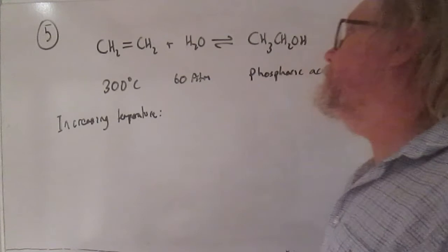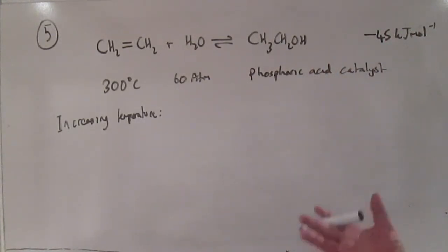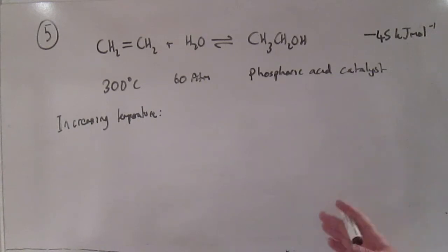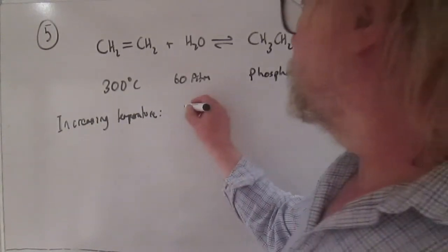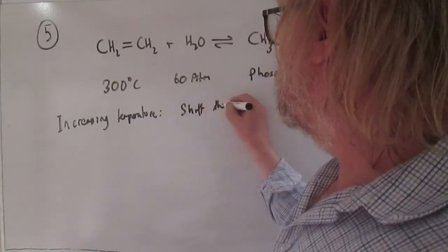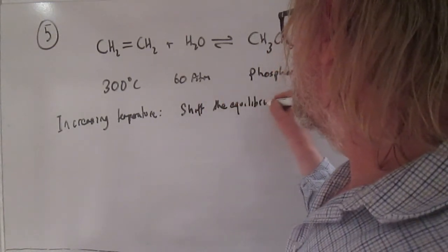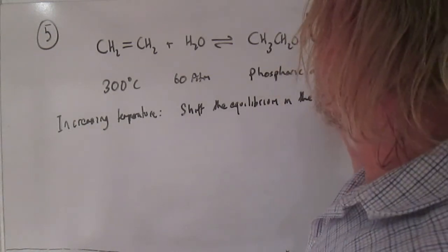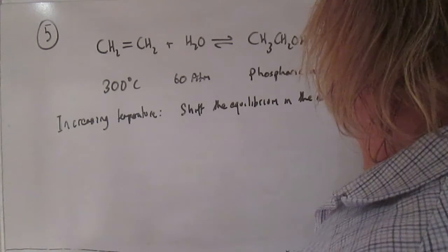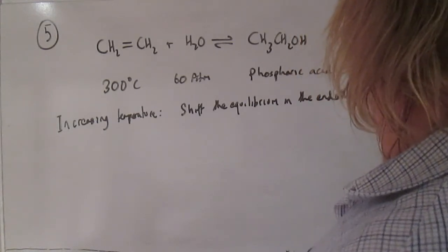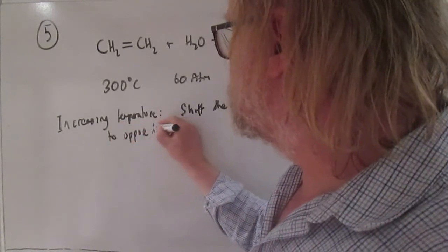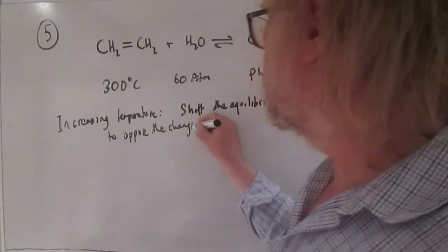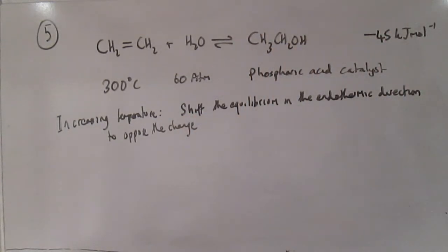Well, in terms of the equilibrium, remember, increasing the temperature will make it shift in the endothermic direction to oppose the change, because endothermic takes heat away and therefore opposes the temperature increase. So increase in temperature will shift the equilibrium in the endothermic direction, and always put in this language of opposing the change. Explain why it goes in the endothermic direction, or at least how you know it will. So shift the equilibrium in the endothermic direction to oppose the change.